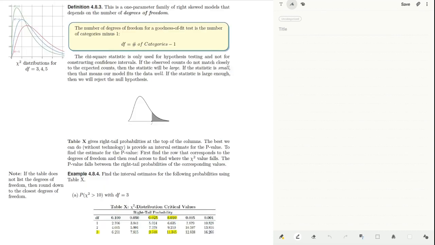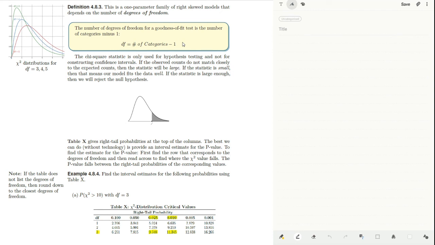Now the sampling distribution models that we need to use for these chi-square tests are called the chi-square distributions. Now the chi-square distributions are right-skewed distributions which depend on a parameter called the number of degrees of freedom. And the examples of the chi-square distributions are shown to the left for degrees of freedom 3, 4, and 5. Now to calculate the degrees of freedom for a goodness of fit test, we take the number of categories in our categorical variable and subtract 1. Now the chi-square test statistic is only used for hypothesis testing, and they are not used for constructing confidence intervals.